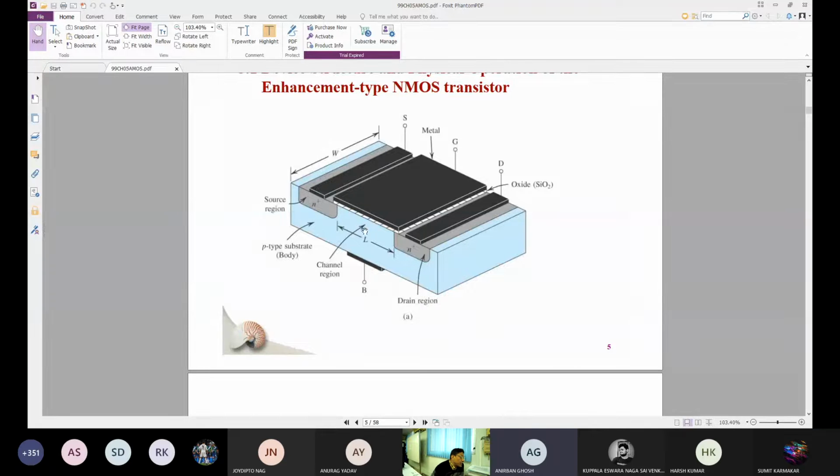This is the channel region where things are happening. The conductivity of the channel is controlled by applying a field or voltage here. Field is directly connected to voltage. Whenever you apply voltage, a field is created.